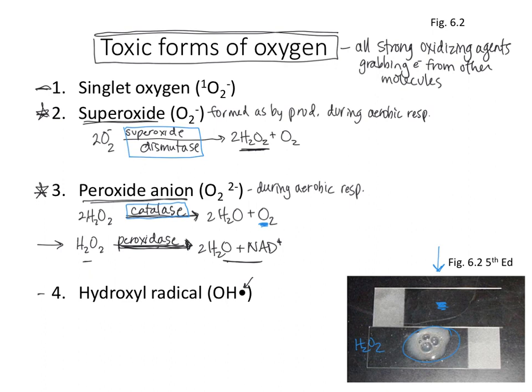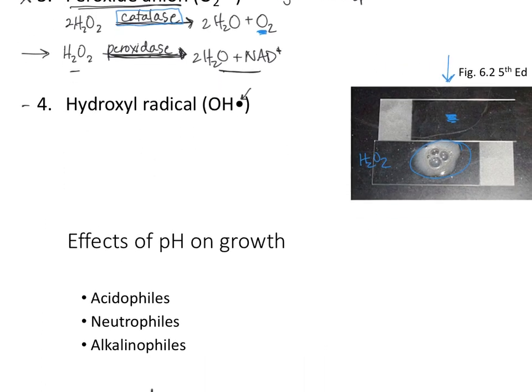And many organisms make catalase. We make catalase in our cells. Okay, so just again, very important to detoxify toxic forms of oxygen. If an organism doesn't have those detoxification enzymes, then they're going to be an anaerobe. Okay. That may be a little bit of a simplification, but that's what we're getting at.